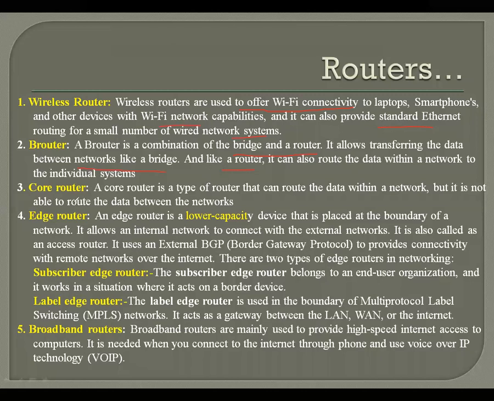Then third will be the core router. The core router is a type of router that can route data within a network, but it is not able to route the data between networks. So it's only for one network only.